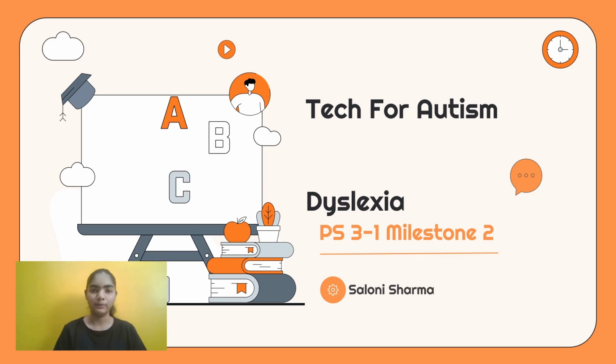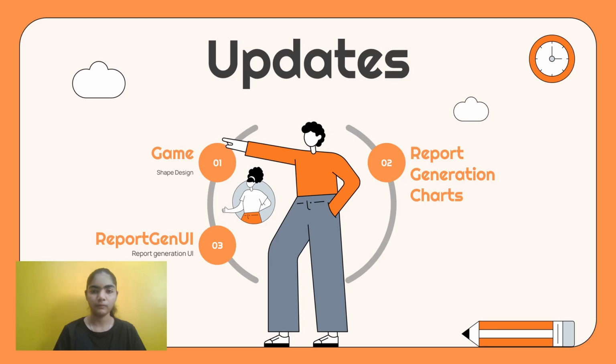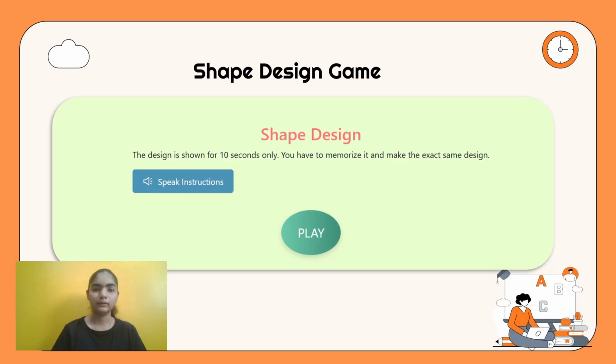In this video, I'll be talking about what I worked on for Tech for Autism Dyslexia. So, the shape design game. For the shape design game, I had some major updates to make. The first one I made was a new JSON file where I specified the SVG coordinates of each shape. From there, I'm fetching all the shapes, even the designs.